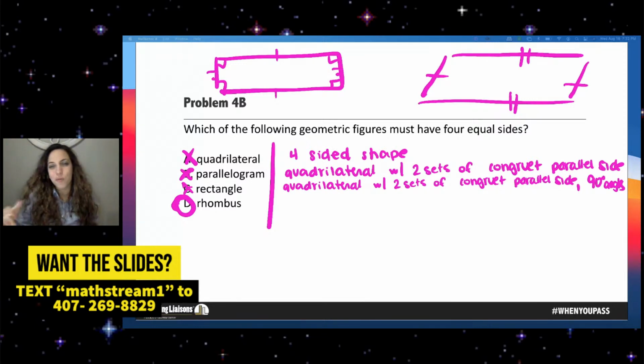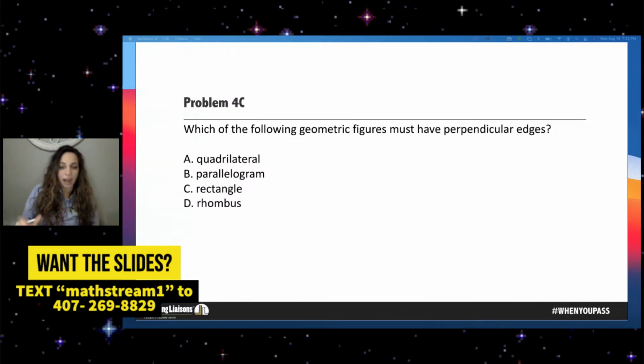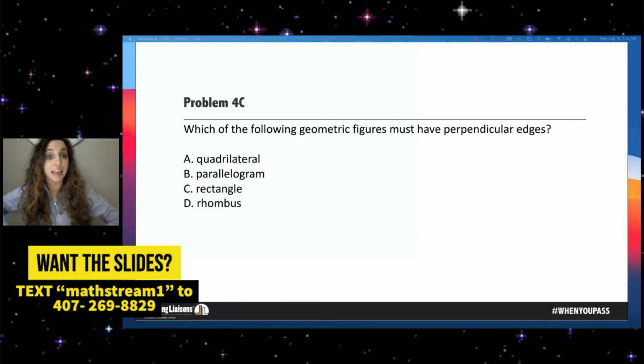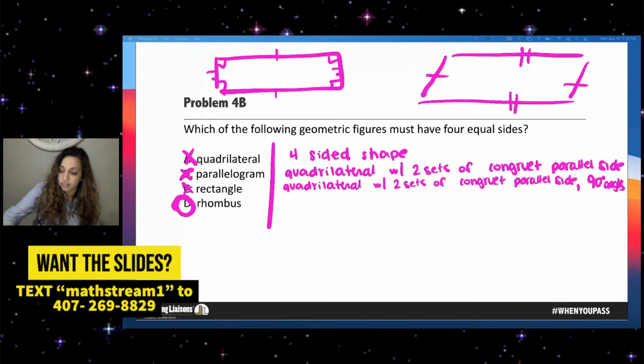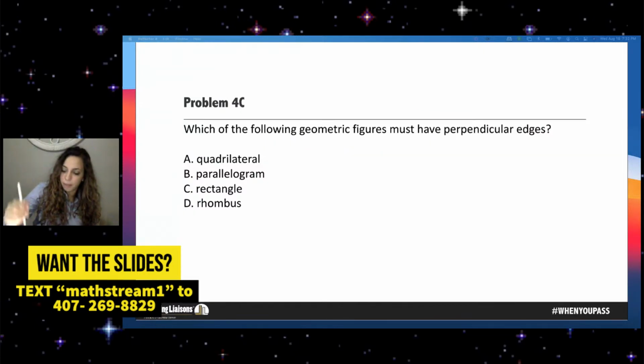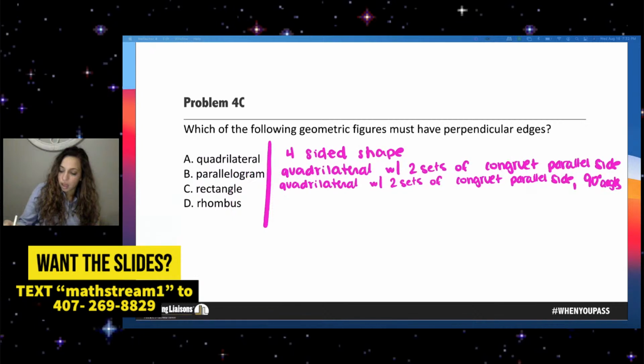All right, I have one more of these for you, and then we'll move on from geometry. We're going to move into some algebra after this. Which of the following geometric figures must have perpendicular edges? Ooh, this is a good one. Perpendicular edges. So we've already, you know what? I'm just going to copy all of this because there's no use in rewriting it. Copy, paste. Hey, look at that.